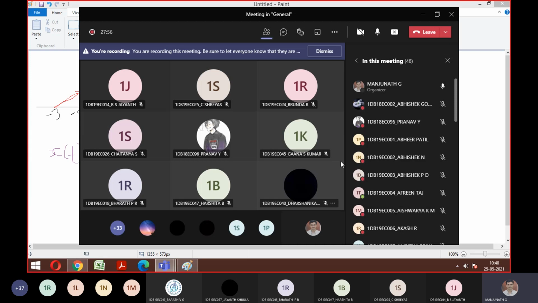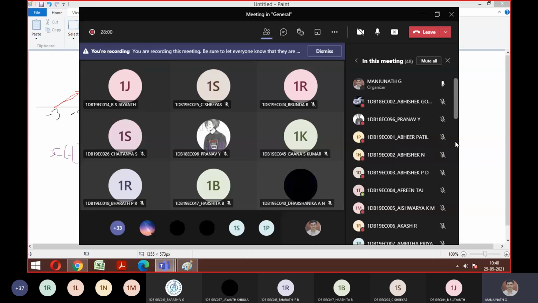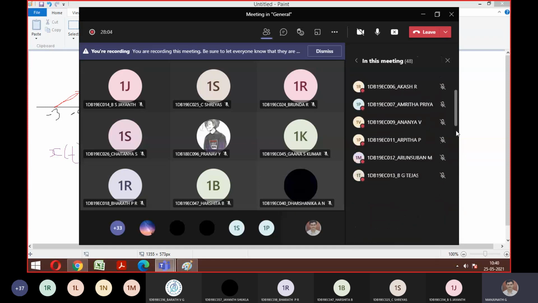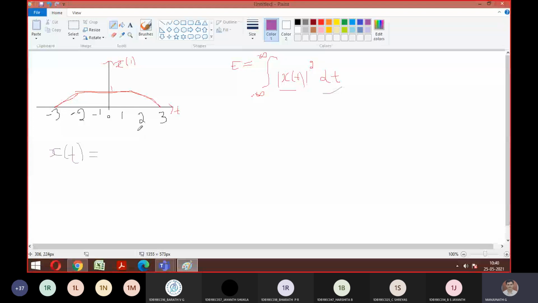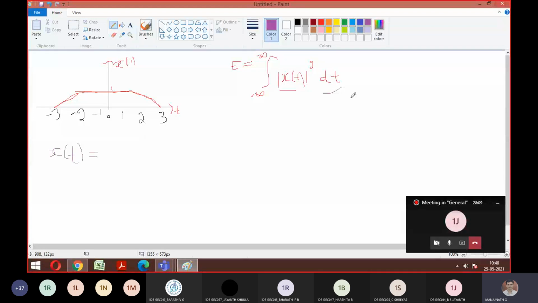Is it audible now? I think there is some network issue. Am I audible? Yes, sir. Okay, fine. So what was I telling? Till the formula you got it right. Then what I told: if you are able to solve what this x of t is, equation-wise, by using this waveform, then only can we put the values here and get the answer.